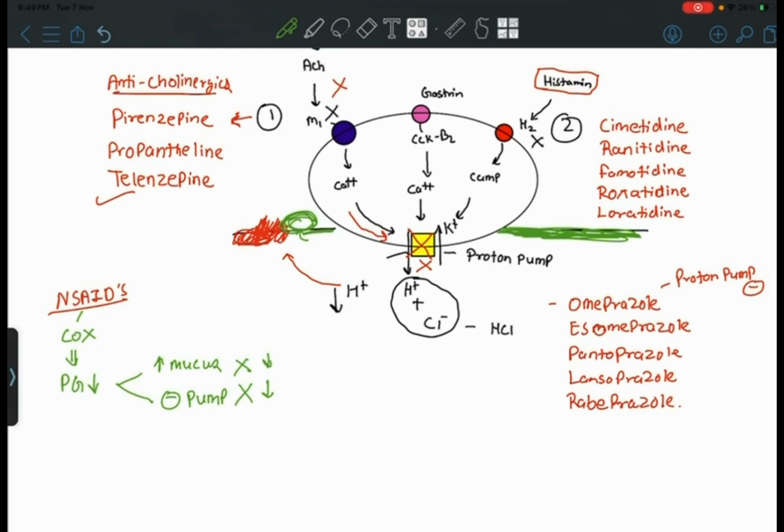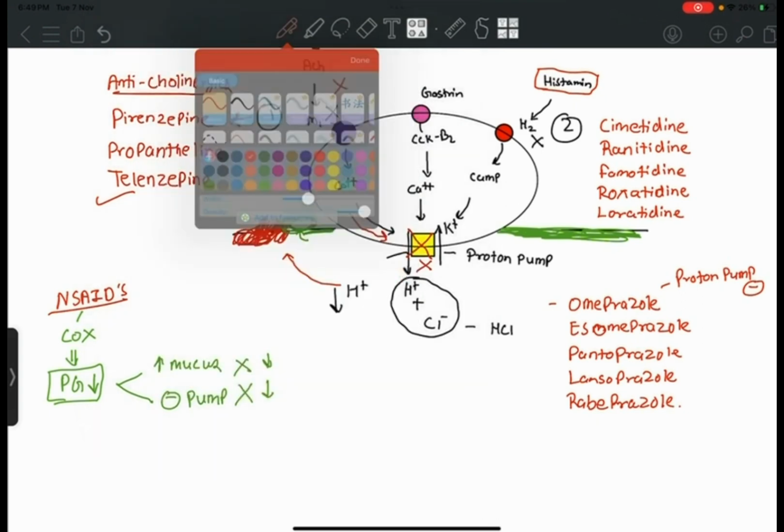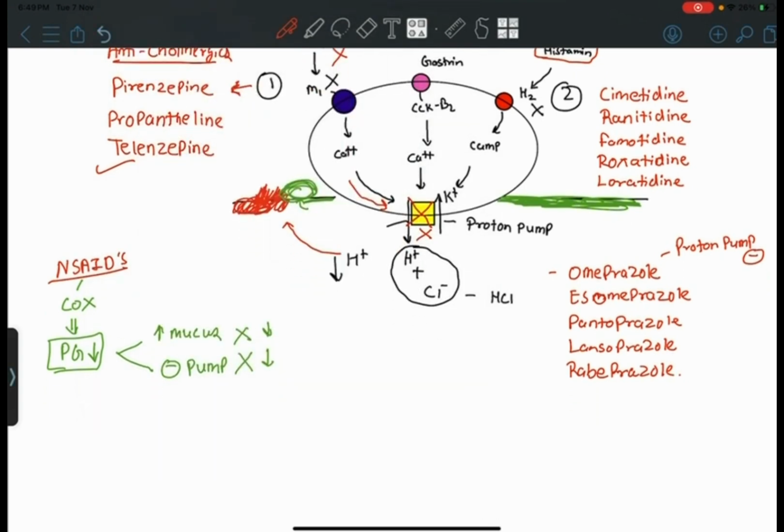That's why whenever we are giving NSAIDs, we will prescribe the patient gastric acid suppression drugs, or gastric acid secretion inhibitors. As we are seeing that prostaglandins decrease the proton pump intensity, we can also give prostaglandin directly, right? So we have one more drug which is a prostaglandin analog, which is misoprostol.